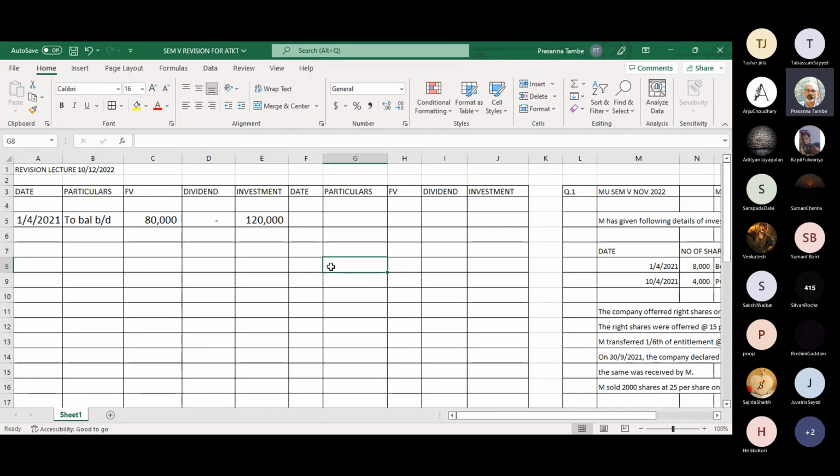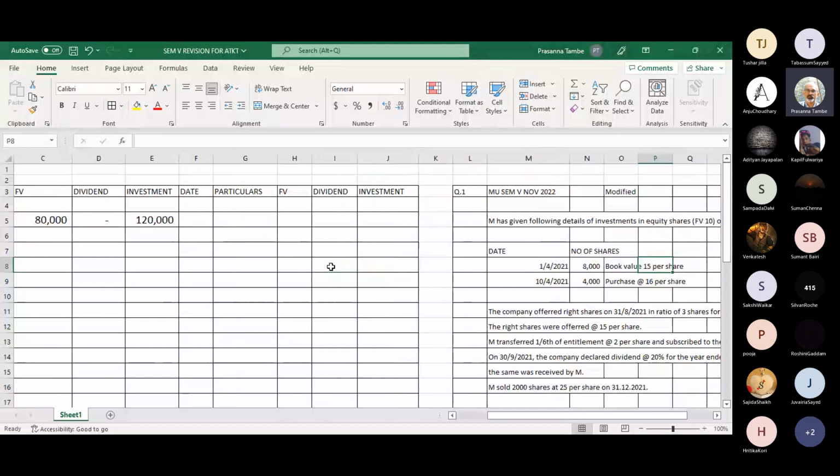Everybody has got the opening balance in place? Yes? Yes, sir.